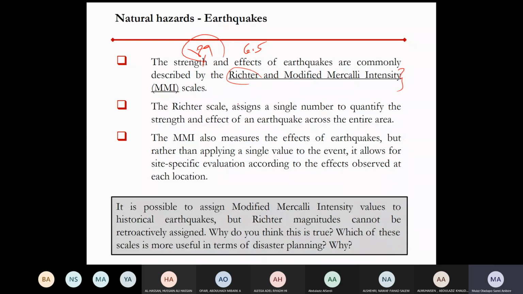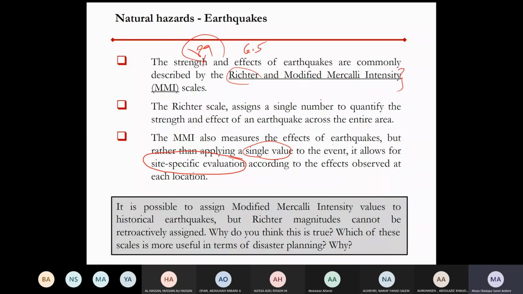Now, the Richter scale assigns a single number to quantify the strength and effect of an earthquake across the entire area. It gives just one number. As for the MMI, it measures the effect of the earthquake, but rather than applying a single value to the event, unlike the Richter scale, it allows for site-specific evaluation. It will give descriptions according to the effect observed at the location.